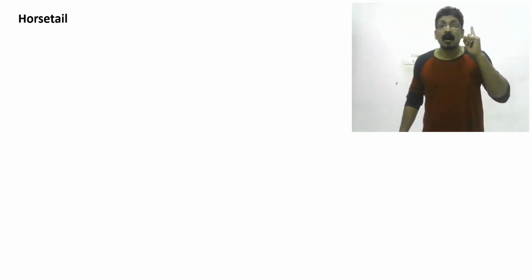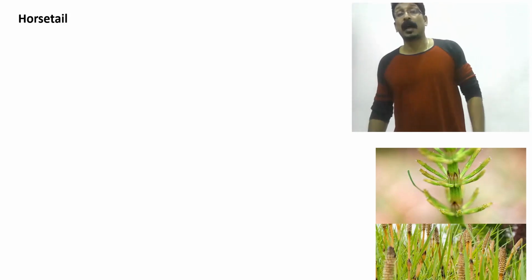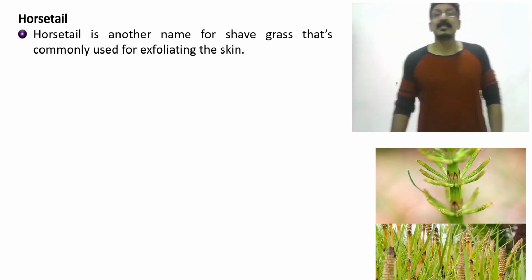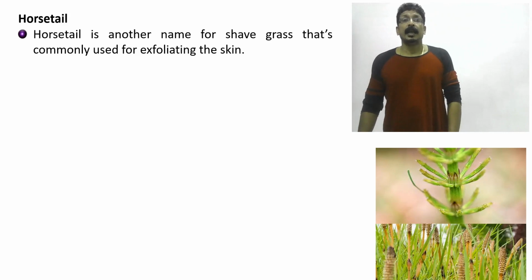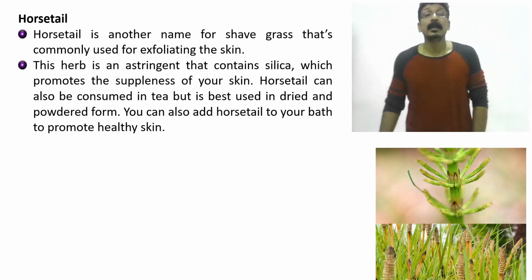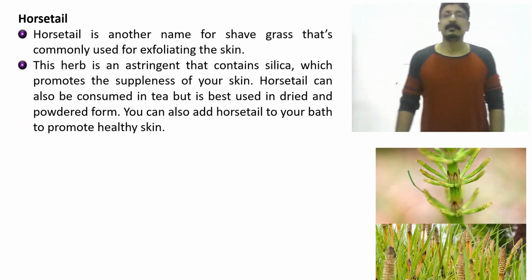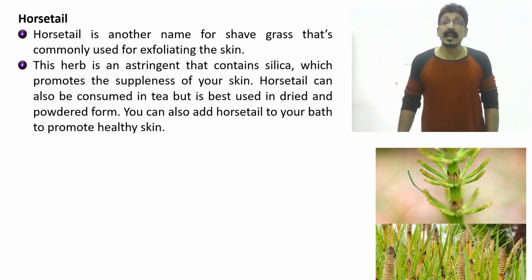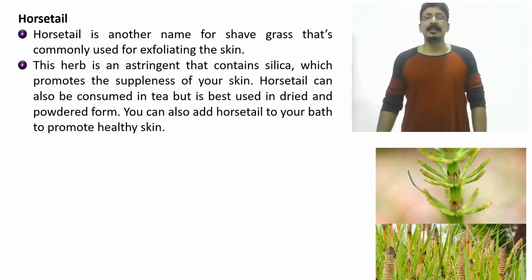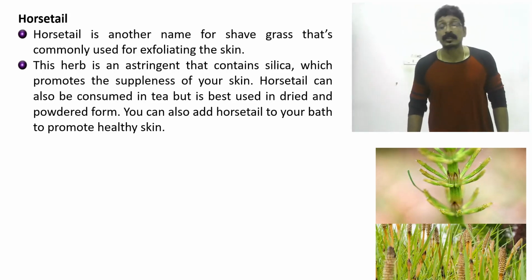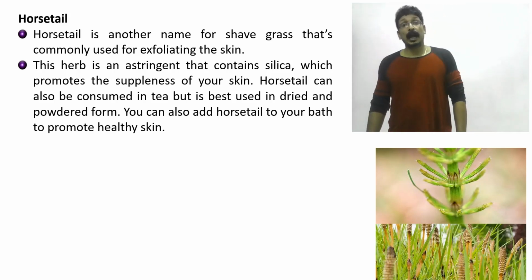And next, horsetail. Horsetail is a plant. You can see the horsetail plant is a grass, and when it is dried, it looks like a horse's tail. Horsetail is another name for shave grass that's commonly used for exfoliating the skin. This herb is an astringent that contains silica, which promotes the suppleness of your skin. Horsetail can also be consumed in tea, but it's best used in dry and powder form. You can also add horsetail to your bath and promote healthy skin.